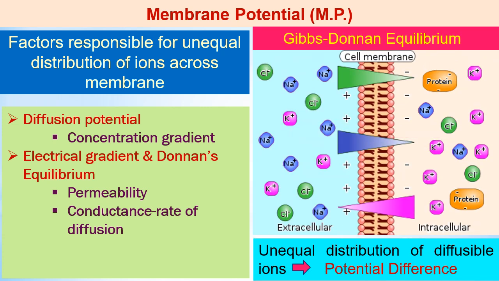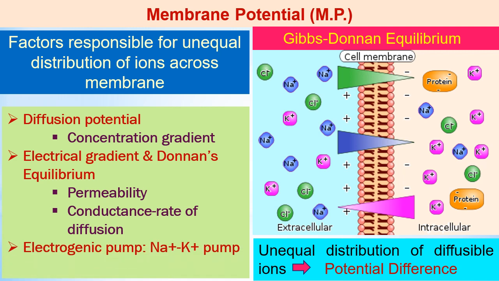And here the Gibbs-Donnan equilibrium is represented in this diagram. You can see that the sodium ion concentration is higher outside than inside, while the potassium ion concentration is higher inside than outside. The chloride ion concentration is higher outside than inside. But in the cytosolic or intracellular part, there is the presence of negatively charged protein. At the resting stage, the sum total of the anionic groups and the sum total of the cationic groups on either side of the membrane are equal. And this is known as the Gibbs-Donnan equilibrium.